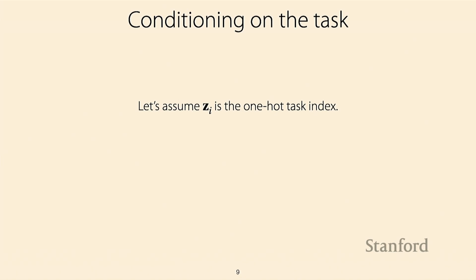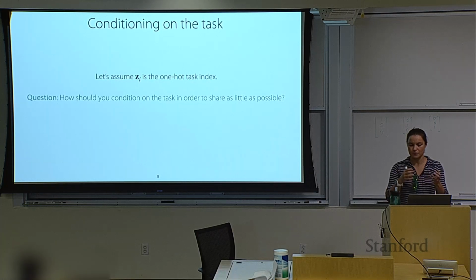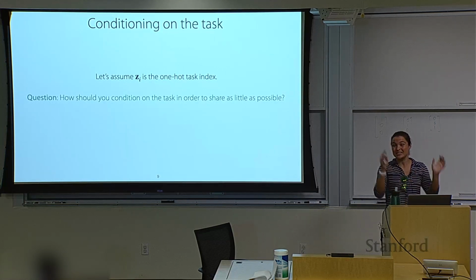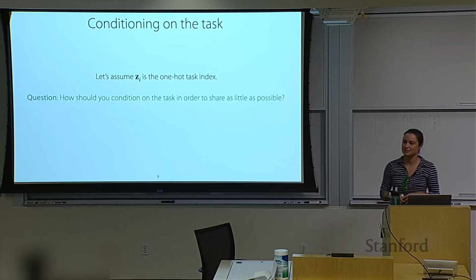I have a question for all of you, which is how should we choose to condition the network on this one-hot vector in a way that will try to share as little as possible? And what I mean by this is we want to have as few of the parameters for different tasks be shared. We want to basically get as close as possible to just training completely separate neural networks on each task. Does anyone have any thoughts?